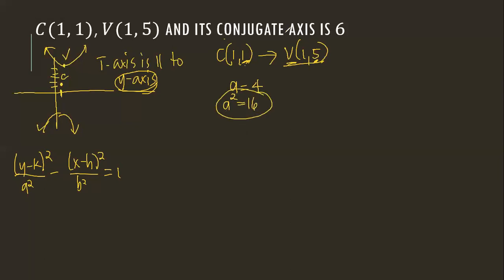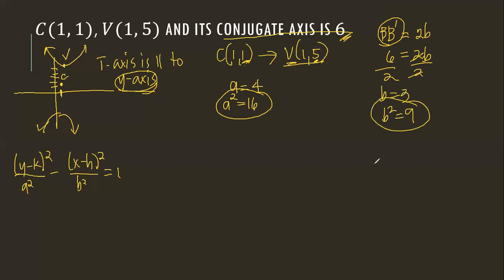We have conjugate axis, which is 6. Pag sinabi natin conjugate axis, that is BB prime, which is equal to 2b. So ang conjugate axis daw natin ay may length na 6, which is equal to 2b. So divide both sides by 2. So what is our b? Our b is 3. So b squared is equal to 9. Where is our center? The center is at 1, 1. So ito lang, ang tatlong to ang kailangan natin para makuha natin ang standard and general form.